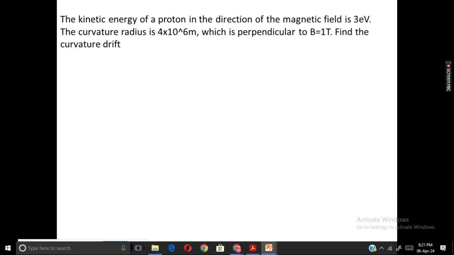Now the next question. The next question is to find the kinetic energy of a proton in the direction of the magnetic field.